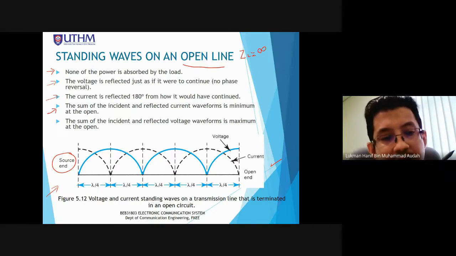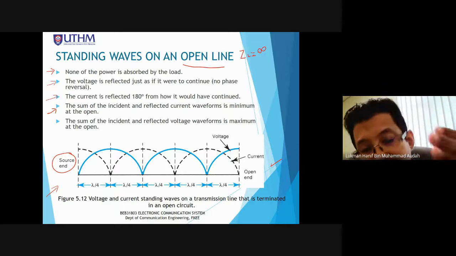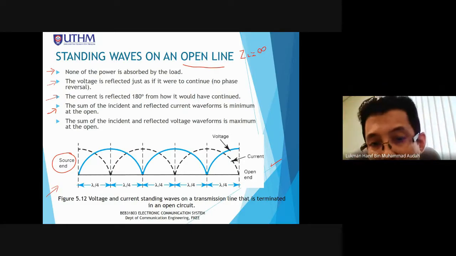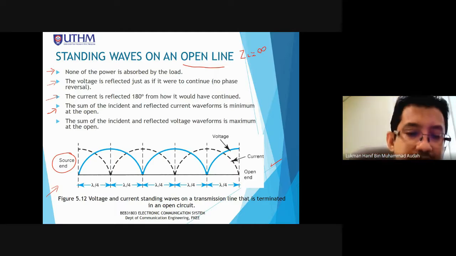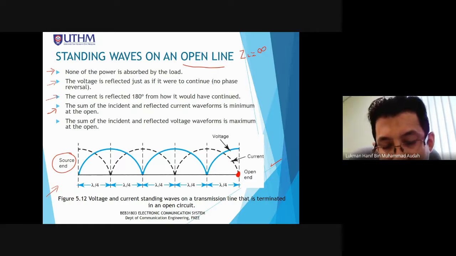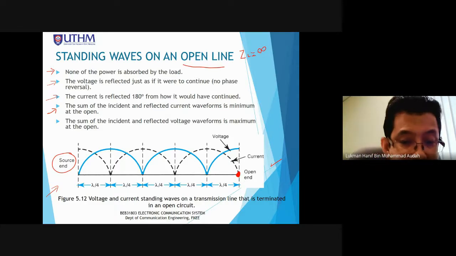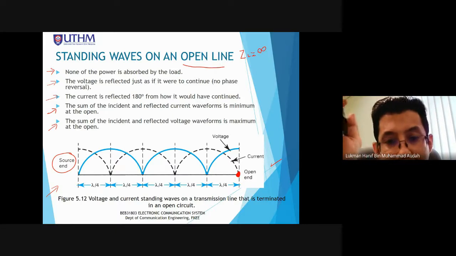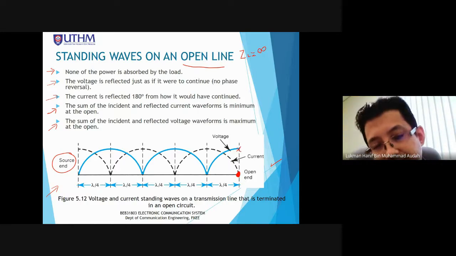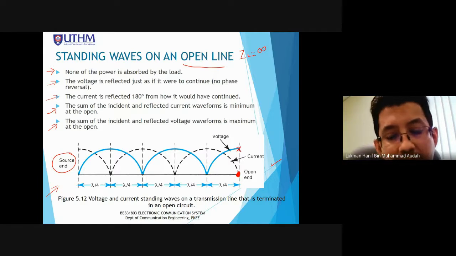Apa maksud dia? Maknanya hasil tambah incident and reflected currents at the open line pada bahagian load adalah minimum. So current adalah minimum pada open circuit yang dekat bahagian load. Manakala hasil tambah incident and reflected voltage is maximum at the open line. Yang color biru ni. Nampak. So ini adalah nilai-nilai voltage and current of the standing waves.